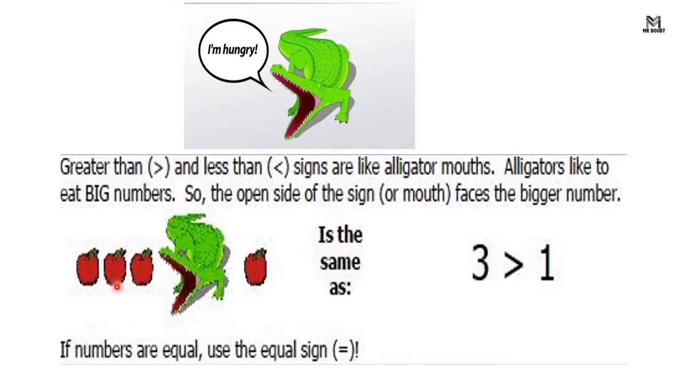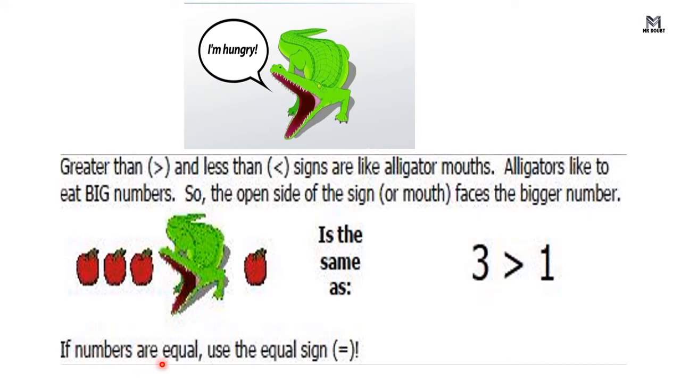Now in the picture you can see there are three apples here and only one apple here. So this hungry alligator, what will it do? Yes, it will open its mouth towards the greater number of apples. So I have written here that 3 is bigger than 1, and you can see the sign of comparison, the greater than sign. It is just like the alligator's mouth. So it is open only when it sees the bigger number, right?